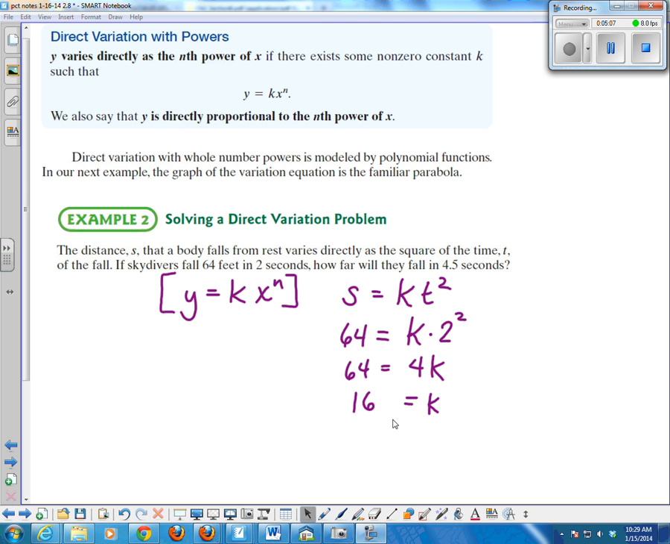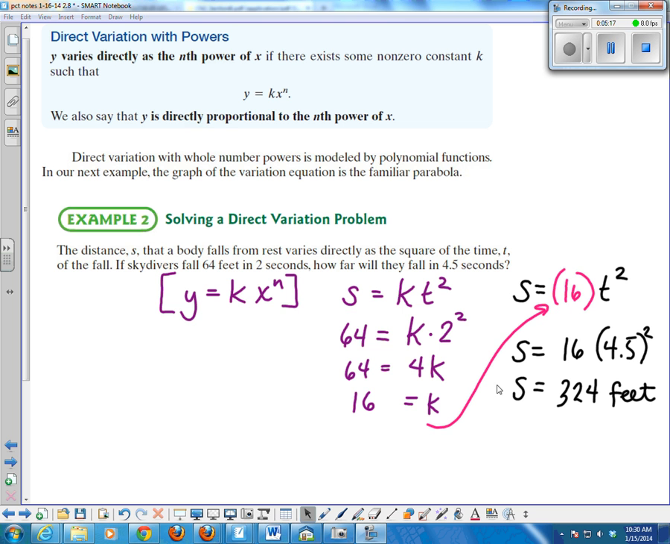Now the next step is going to be to substitute that constant of proportionality back into the equation and solve for when t is 4.5. Okay, let's write that next. Taking k equals 16 and substituting it back into the original equation, we have s equals 16t squared. We want to solve that for when t is 4.5, so we substitute in the 4.5. Multiply that out, and I get s equals 324. The unit is feet. So that is how far the divers will fall in 4.5 seconds.